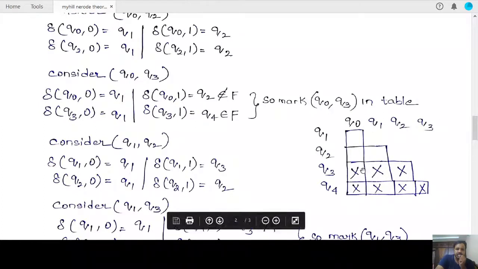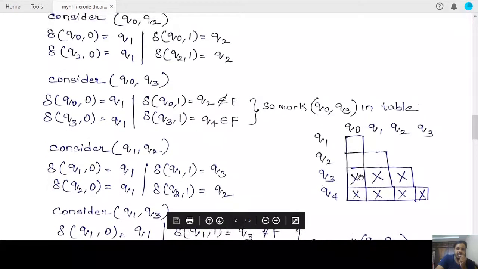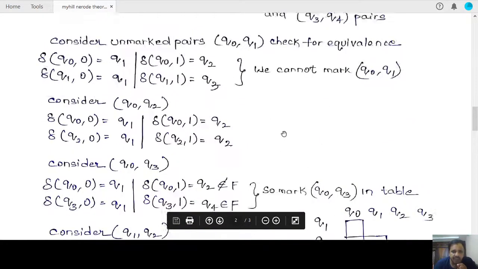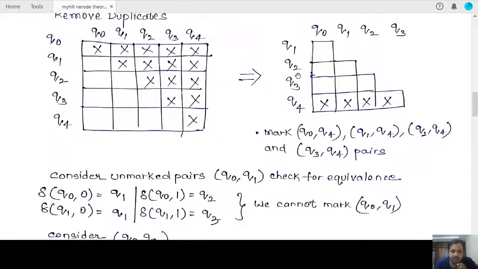So if you see the modified table, I marked Q0 Q3 in the table with a cross. So you could find Q0 Q3, that means the Q3 row, Q0 column is marked with a cross. Next empty cell that we have to take here is Q1 Q2.